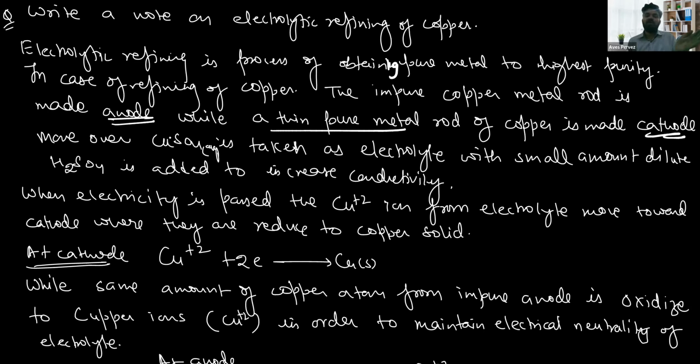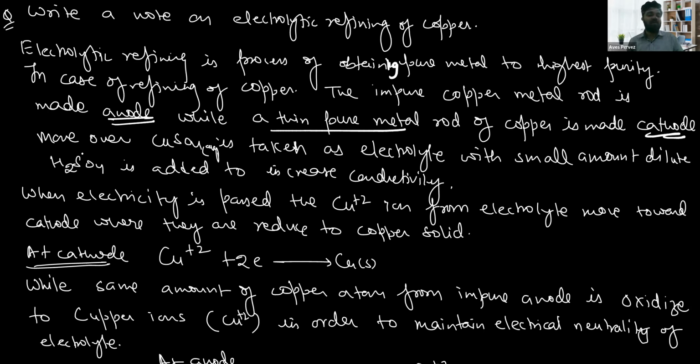From copper sulfate, the copper ion should move to the cathode, and then new copper ion should be added to the electrolyte. So this process keeps on going. Copper ions will come into the electrolyte, and then copper ions will move towards the cathode. If we are purifying silver, then we should take silver nitrate as an electrolyte. The same metal salt should be taken.